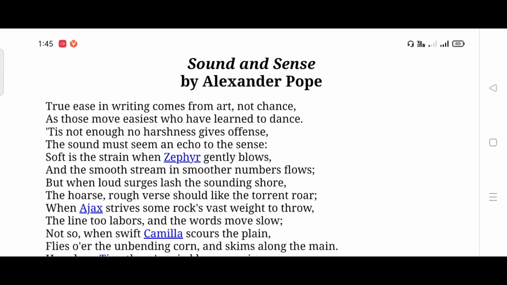Now today we would be studying The Sound and Sense written by Alexander Pope. Before we start the poem, let me introduce you to Alexander Pope, who Alexander Pope was.